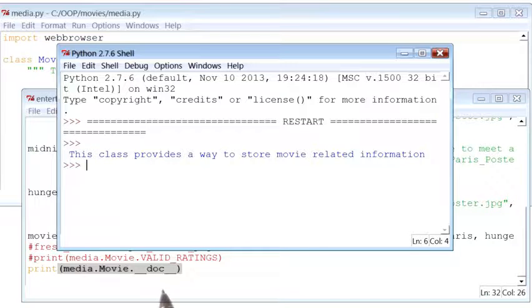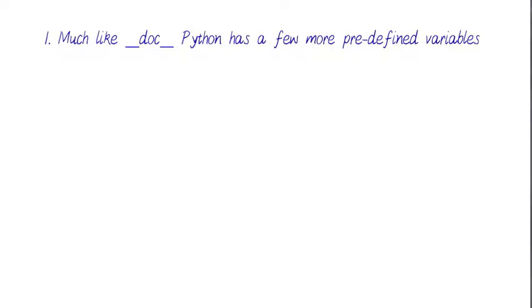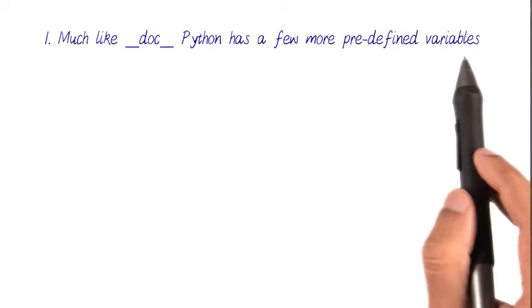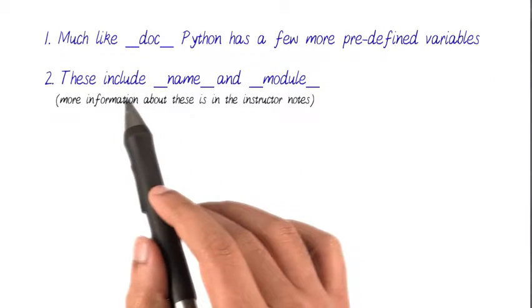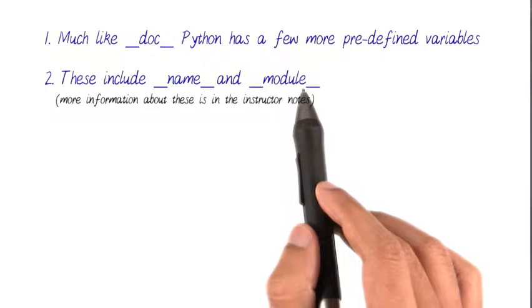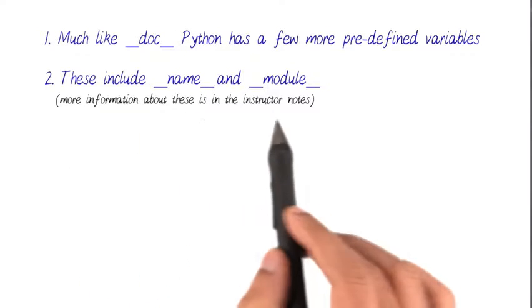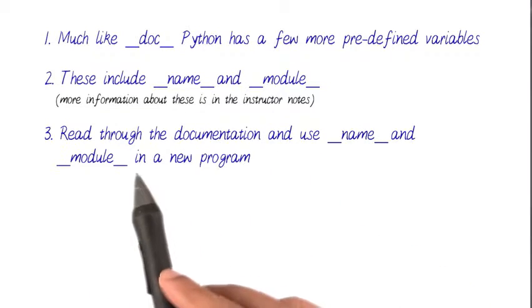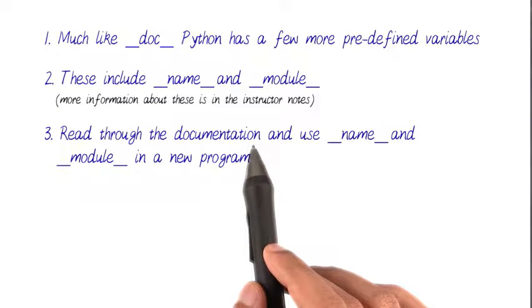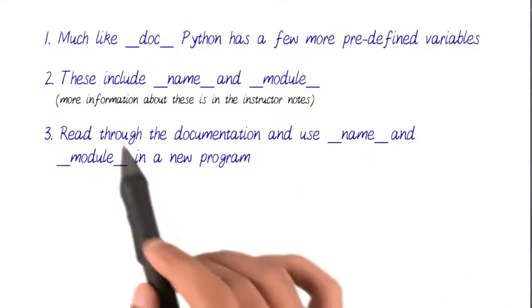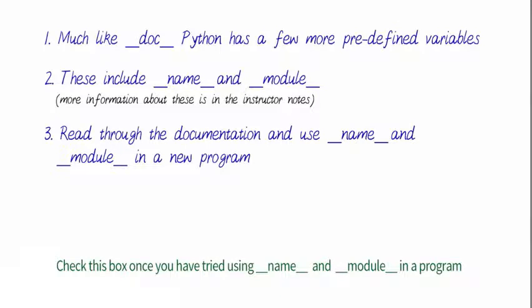So now that we have successfully used this variable called __doc__, I have a question for you. You know, much like the variable __doc__, Python has a few more predefined variables. These include the variables __name__ and __module__. By the way, more information about these is also available through links in the instructor notes. What I want you to do is read through the documentation in the instructor notes, and then I want you to use these variables __name__ and __module__ in a new program. Once you've done that, please come back to the screen and check this box.